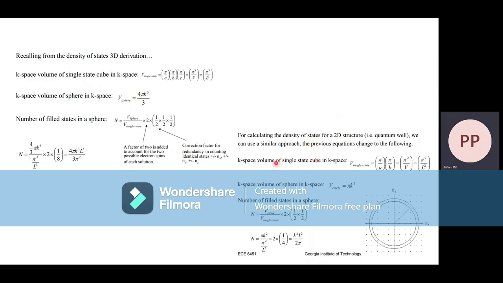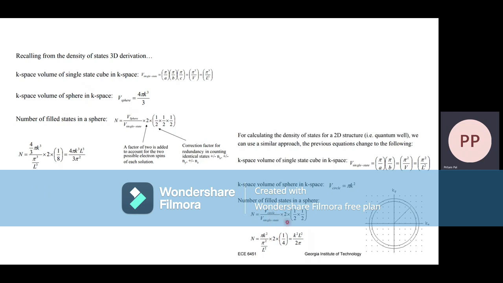So the K-space volume of a single state is basically pi by a times pi by b, which gives pi squared by a squared for the square, simply. The K-space volume of the sphere will just be the area of the circle, pi r squared, so it will be pi k squared. Now the number of filled states in the sphere is V circle divided by V single.